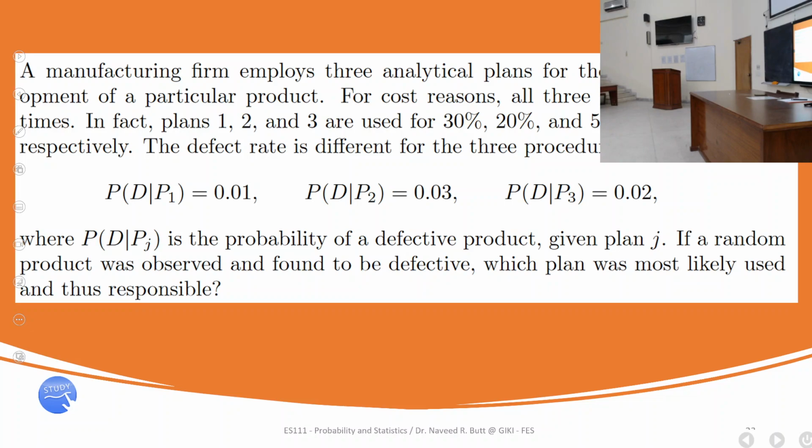Again, in probability theory, problem statements are pretty long, so take your time to fully comprehend the experiment. What is the experiment? Three analytical plans for design and development of a particular product. Cost, reason, all three are used at varying times. Plans 1, 2, 3 are used for 30, 20, 50 products. Defect rate is different for the three procedures as follows.